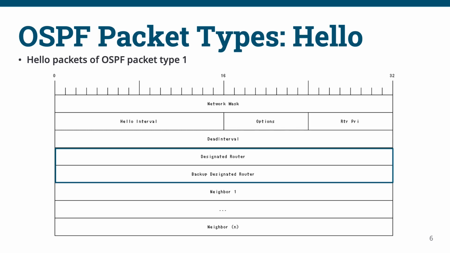Next, we see that the designated router and backup designated router are included in the hello packet. These fields are populated with the interface IP address of each, or are set to all zeros if none exists yet, or the link does not require the election of one.